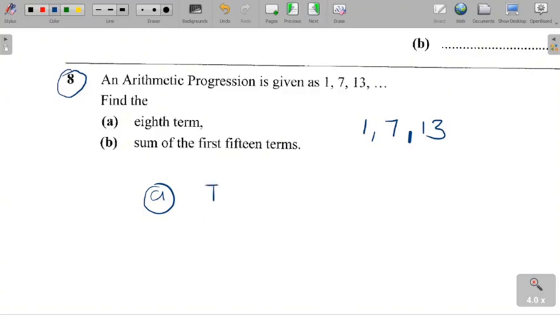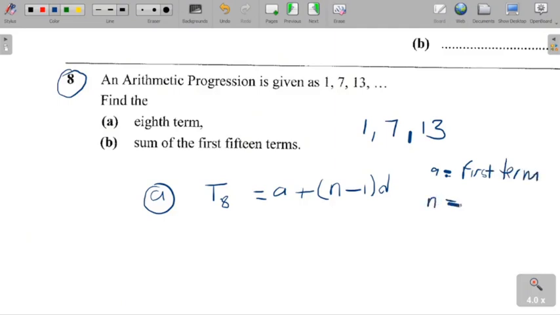In this case, since this is an arithmetic progression, the formula for the 80th term is going to be a, the first term, plus open bracket n minus 1, then d. Here we know that a stands for the first term, n is the number of terms, and d stands for the common difference. So we are saying a is equal to the first term.